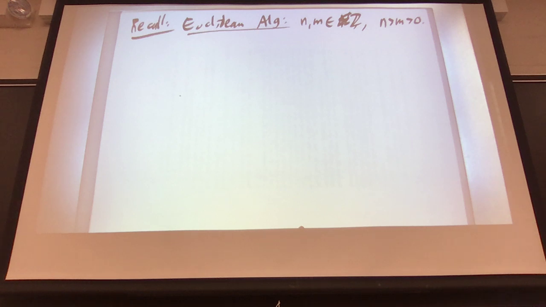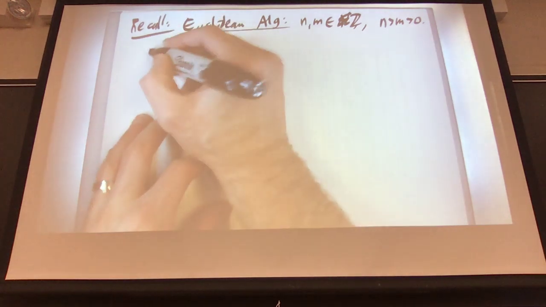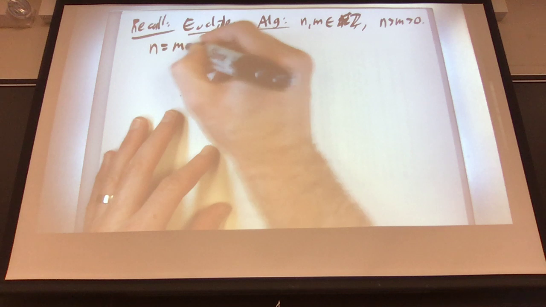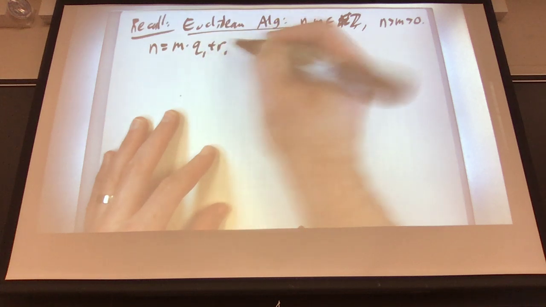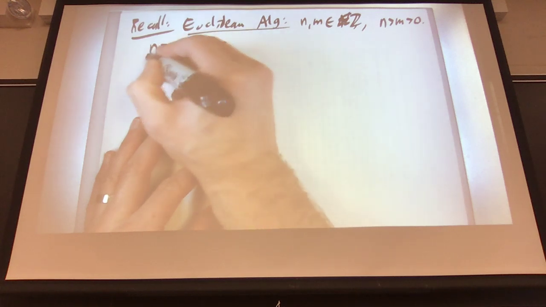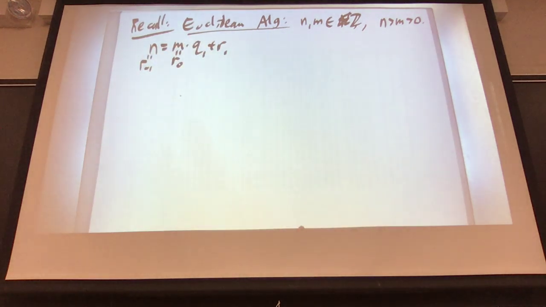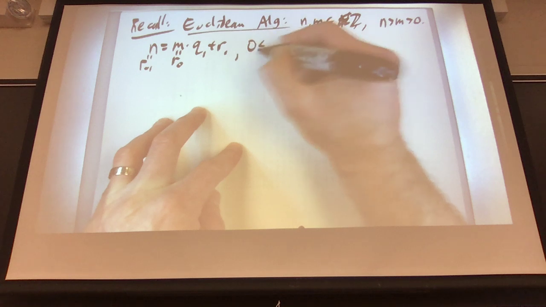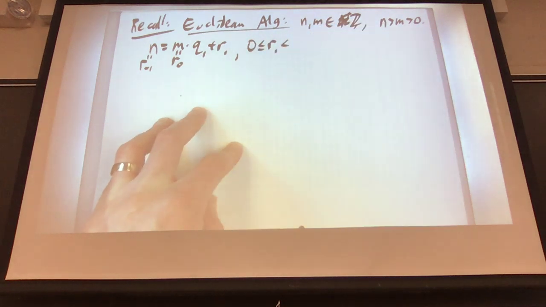Okay, what do we do? The division algorithm. So we write n as m times q1 plus r1. Let's call m r0, and let's call n r-1, just to keep the notation. And the point is, r1 is strictly less than m.